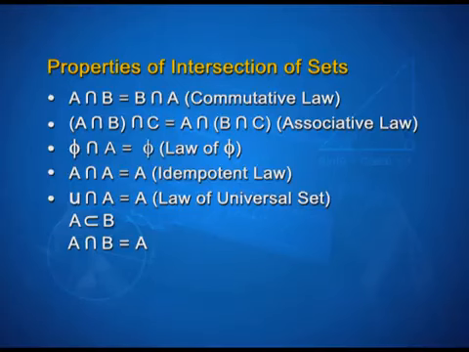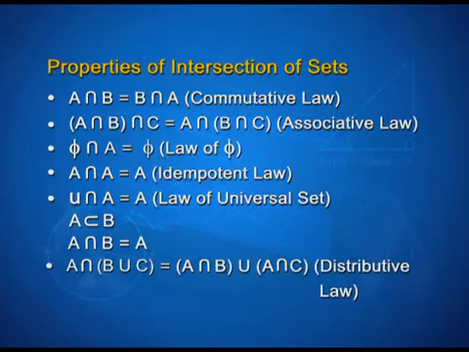Another important law is the distributive law, which states that A intersection B union C can be written as A intersection B union A intersection C. That is, intersection distributes over union and vice versa. We can prove this distributive law with the help of Venn diagrams.